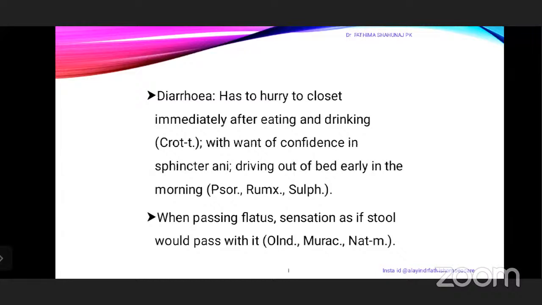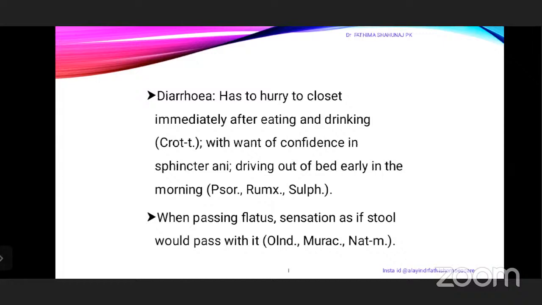In pyrogen, the comparative symptoms are diarrhea, stool black, thin like coffee ground, offensive, from nauseous or septic matters in food or drinks. So mainly in pyrogen, the patient will develop diarrhea, the stool which is black, thin, like coffee ground in nature, and it is offensive mainly due to the septic origin, okay, and from septic matters in food or drinks. So these are the main symptoms of pyrogen diarrhea. And again, driving out of bed early in the morning is again combined with psorinum, rumex, and sulphur.